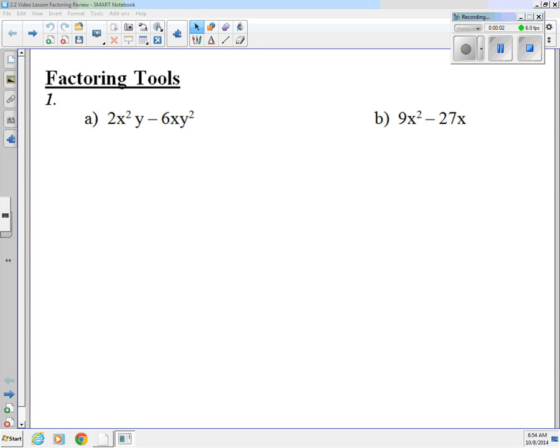Okay, this is lesson 2.2, which is on kind of a review of factoring. I want this to be a video lesson simply because you've seen all this stuff before. You should be masters of the universe on this. I don't want to spend valuable class time going over stuff that you should already know.